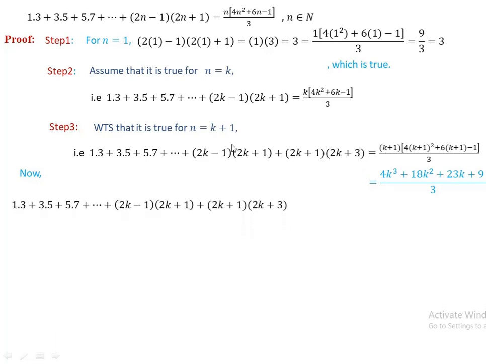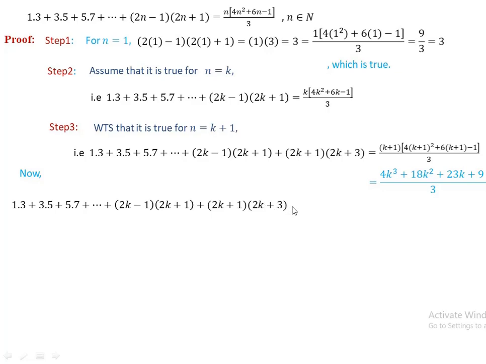Now let us start from the left hand side of our claim. That means 1 times 3 plus 3 times 5 plus 5 times 7 plus ... plus (2k minus 1) times (2k plus 1) plus (2k plus 1) times (2k plus 3). Dear all, 2k plus 1 comes from substituting k by k plus 1. So 2 times (k plus 1) minus 1 is 2k plus 2 minus 1, that means 2k plus 1. Again, substituting k by k plus 1, we have 2 times (k plus 1) plus 1, that means 2k plus 2 plus 1, which is 2k plus 3. So the left hand side is here.